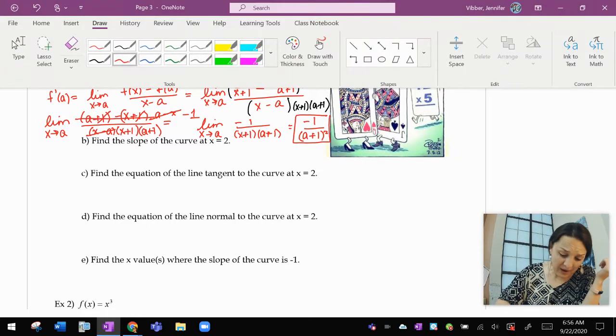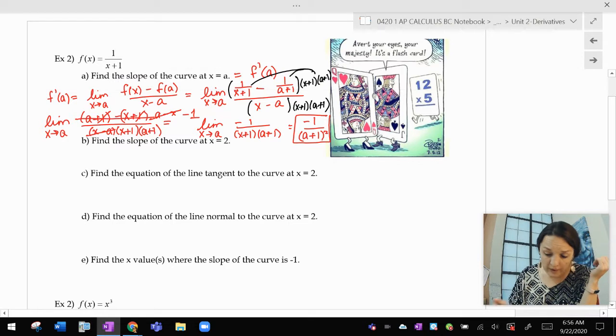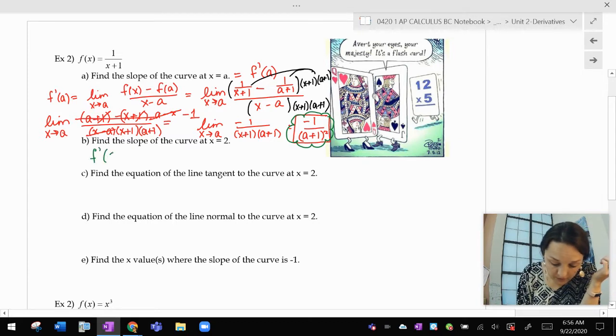It says find the slope of the curve at 2. This is an expression that will find the slope of a curve at any point. So I'm just going to plug 2 into there. So f prime of 2 is negative 1 over 2 plus 1 squared, which is negative 1/9.